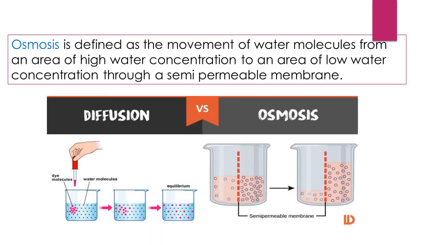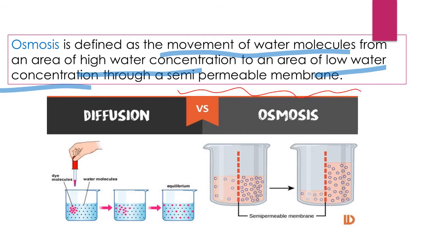Now, what is the meaning of osmosis? It means movement of water molecules from where to where? From a high concentration area, high water concentration, to an area of low water concentration. Or you can say high water potential to low water potential. Through what? Through a semi-permeable membrane. The meaning of semi-permeable is that certain particles can pass through.